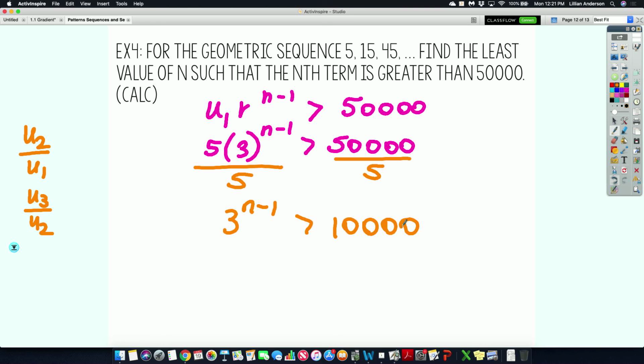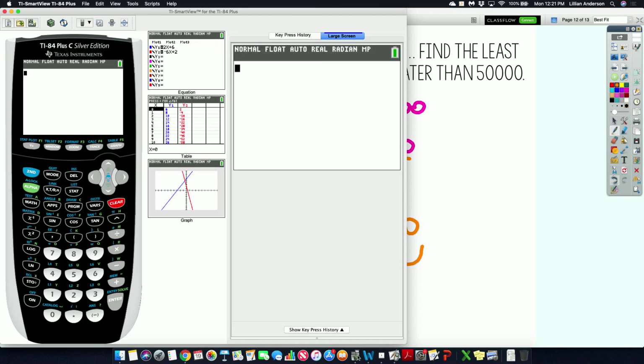Now, what I'm about to write is for you only. Never write this on your test, okay? What we're going to do is type this side of the inequality into y1 and this side of the inequality into y2. But don't ever write that. I just do this so you know that this is exactly what we're about to do, okay? So let's go into our calculator. We're going to graph this.